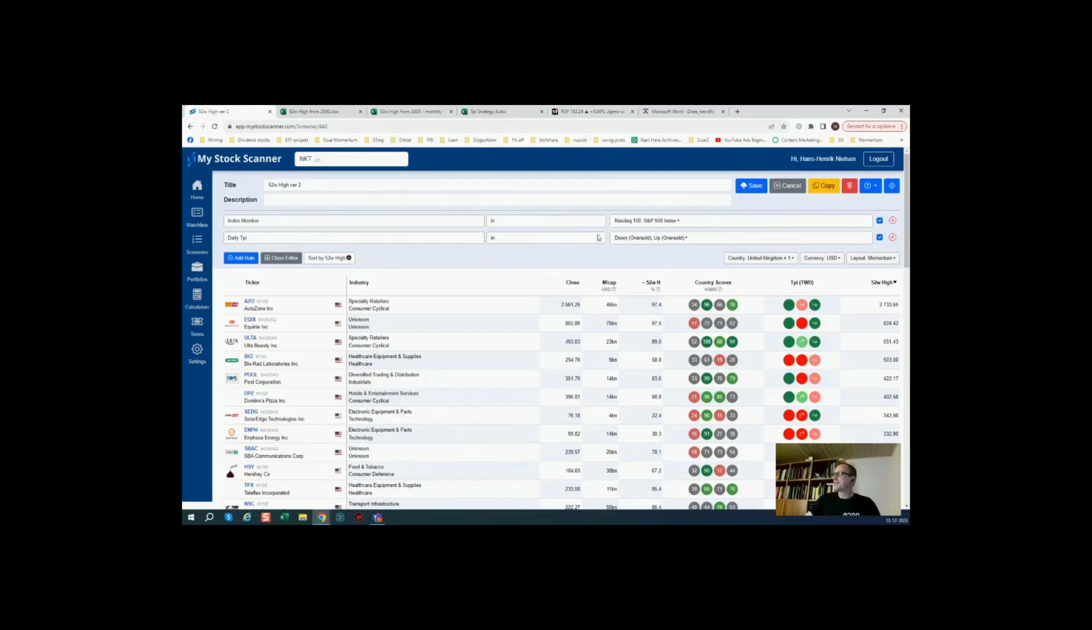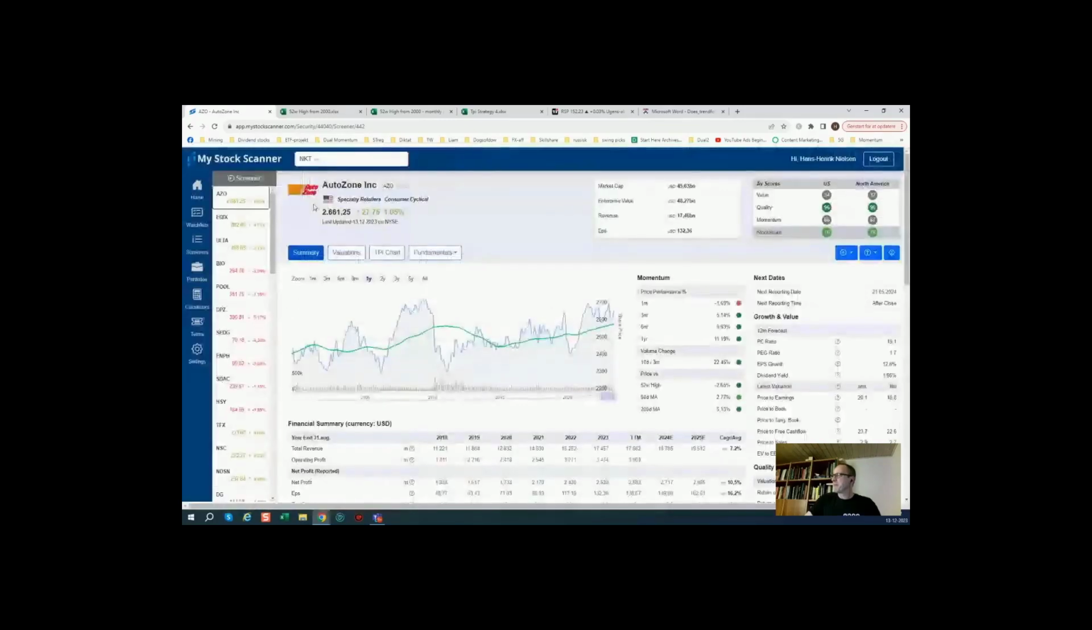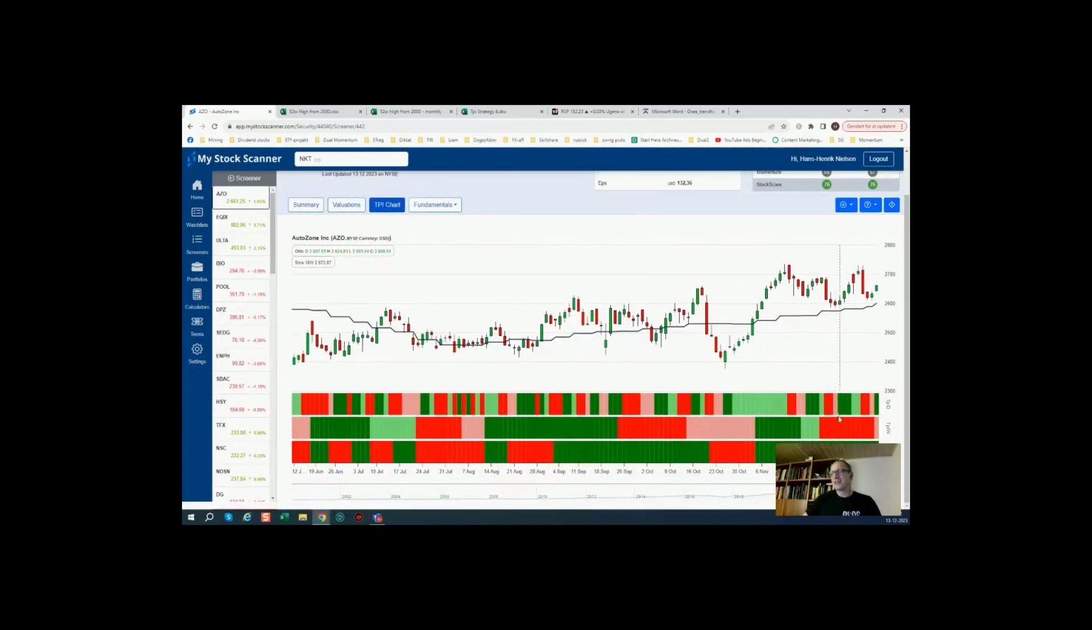Anyway, let's look at the strategy. Again, index member. Then we have the daily TPI, and the TPI is the indicator. If we look, for instance, here at AutoZone, and we look at the TPI chart, then the TPI chart is these three colored rows down here. We have the long-term trend, we have the weekly TPI, and we have the daily TPI. Now, it's important to say that the TPI is very different from other indicators. It's an indicator that I have dreamt of making for many years now, but I'm not a programmer. But fortunately, I have teamed up with a very skilled programmer in the UK called Liam.